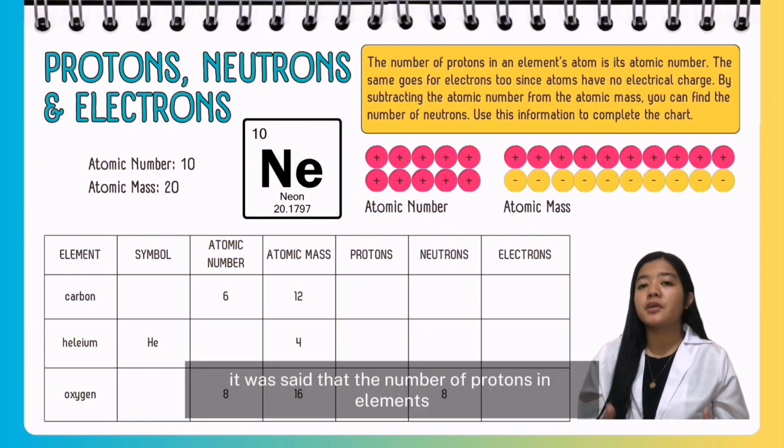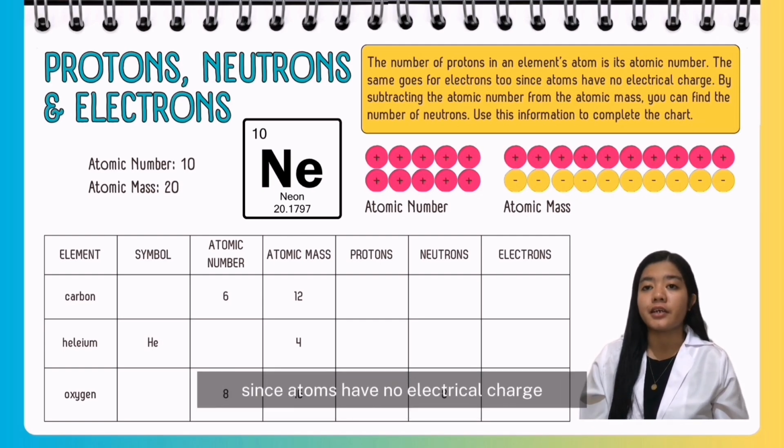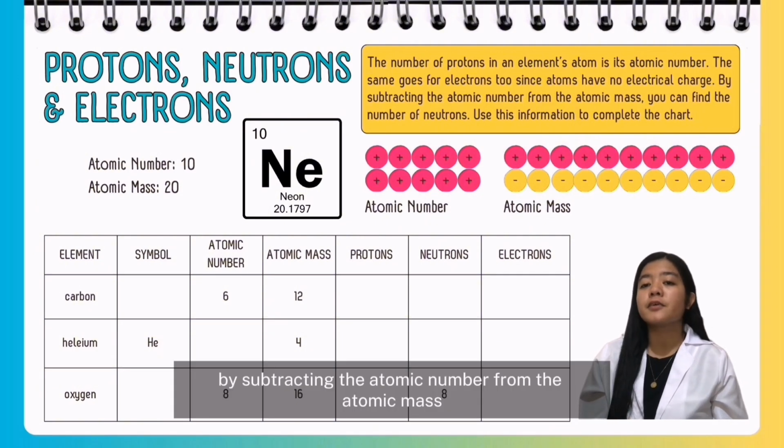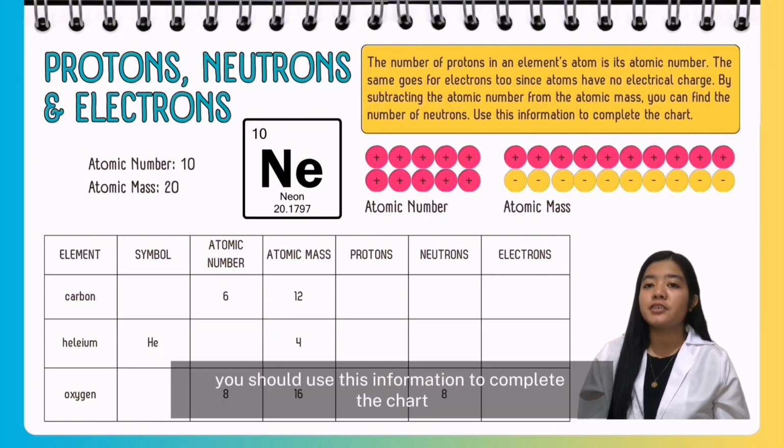It was said that the number of protons in an element's atom is its atomic number. The same goes for electrons too, since atoms have no electrical charge. By subtracting the atomic number from the atomic mass, you can find the number of neutrons. You should use this information to complete the chart.